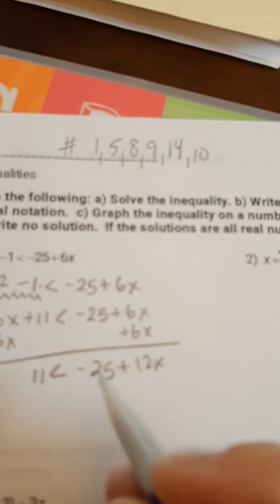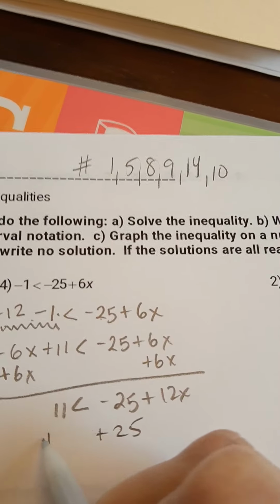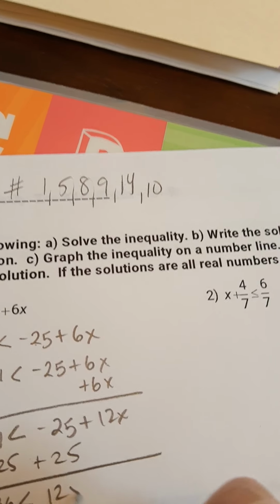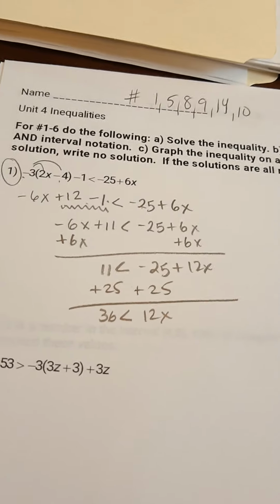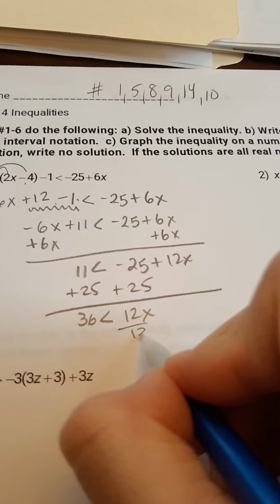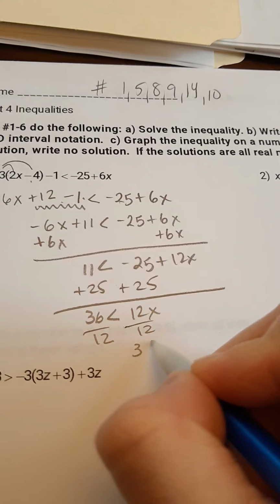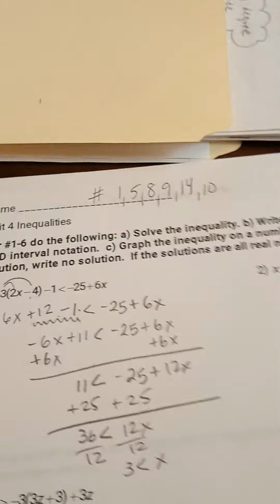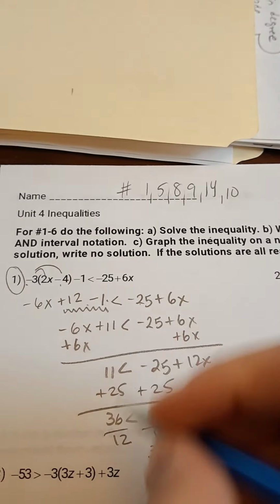Okay, so now we add 25 to both sides. 36 is less than 12x. Divide both sides by 12. So you get 3 is less than x. So at this point, what we want to do, we solved it. That was part A.